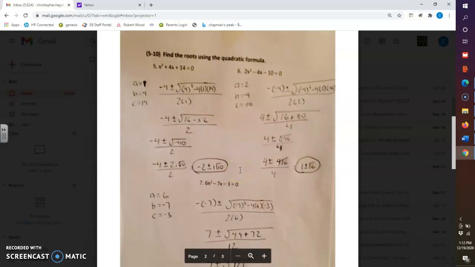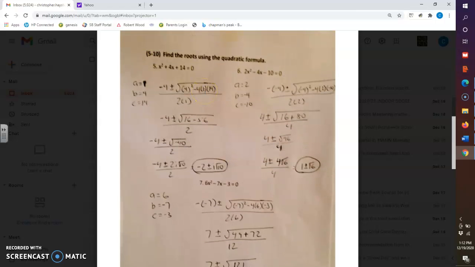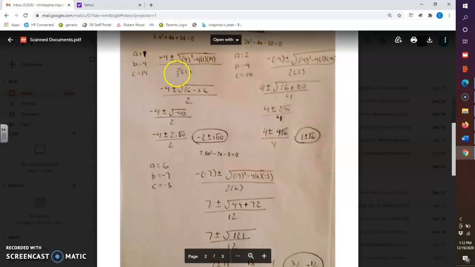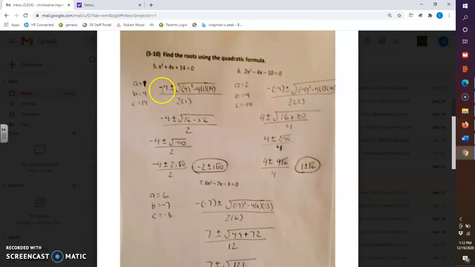Now the other type of problem I may ask you for is using the quadratic formula of negative b plus or minus the square root of b squared minus 4ac over 2a. Okay, and now we need to plug in, and when I'm asking for the roots, you've got to get down to an answer. So A is 1, B is 4, C is 14.